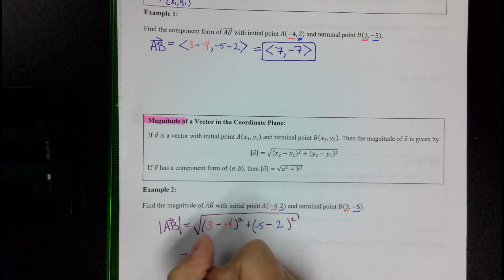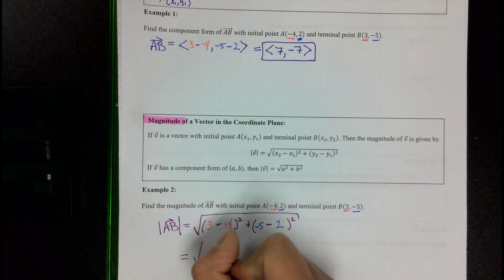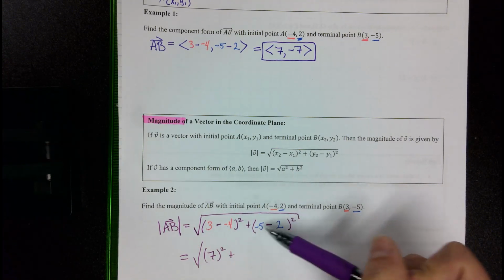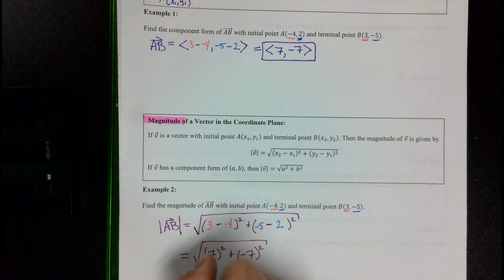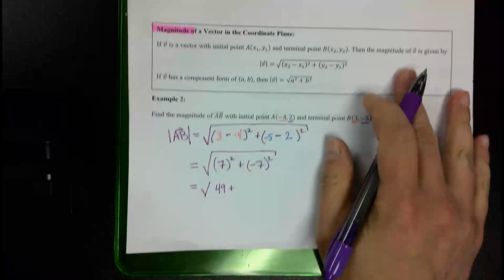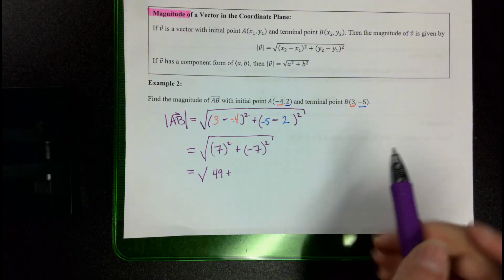Okay, so now I have this equals the square root of, in parentheses, 3 minus negative 4, and that's going to be squared, but that's 3 plus 4. So this is 7 squared plus, here I have negative 5 minus 2, so that's negative 7 squared. So this gives me 7 squared is 49 plus negative 7 squared, which is also 49.